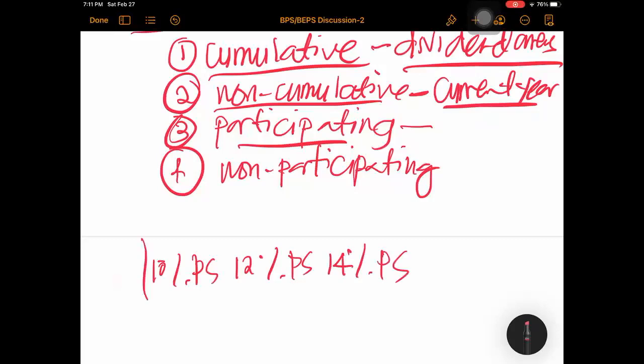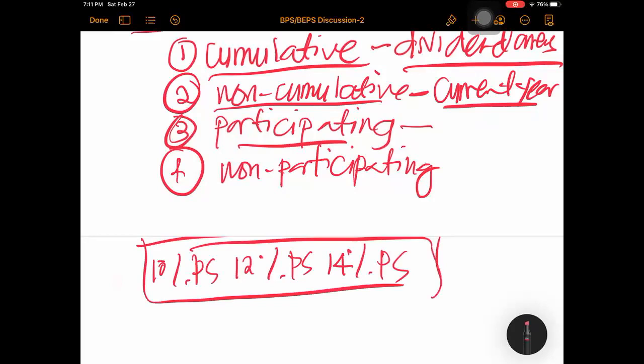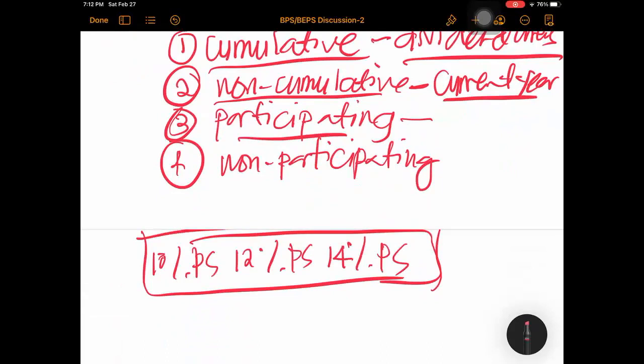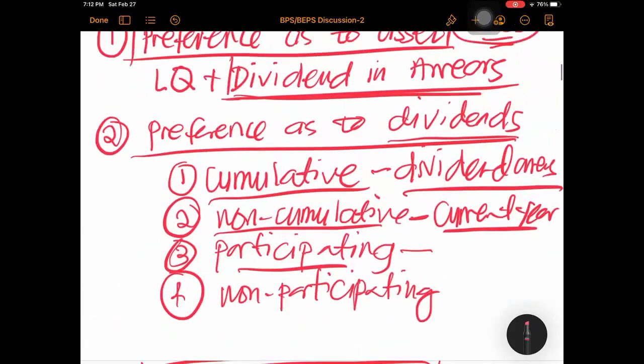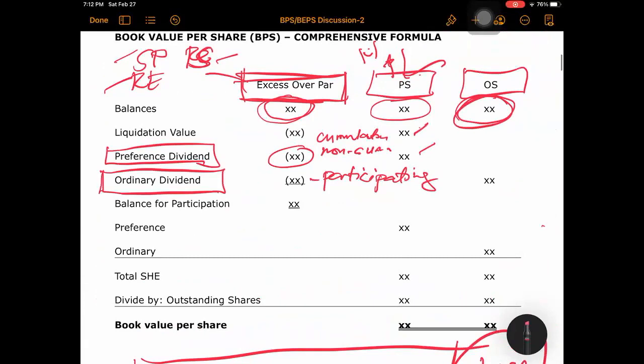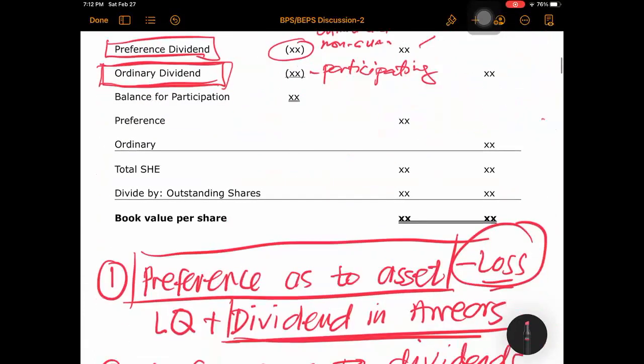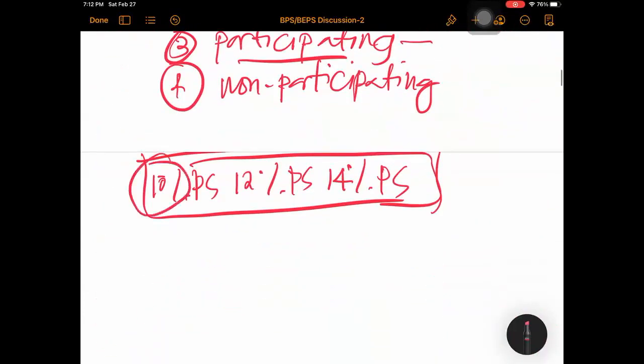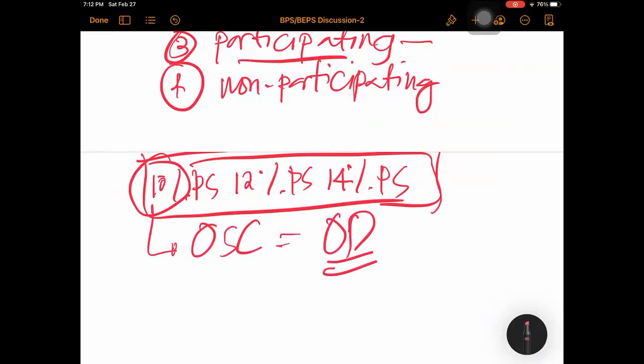Okay, what if all of them are participating? What if the 10%, 12%, 14% are participating? At what rate do we compute the ordinary dividend? Lower rate, sir. So we use the lowest rate. Whichever has the lowest rate, that is what we use to compute the ordinary dividend. Let's say 10% times your ordinary share capital, that is the ordinary dividend.